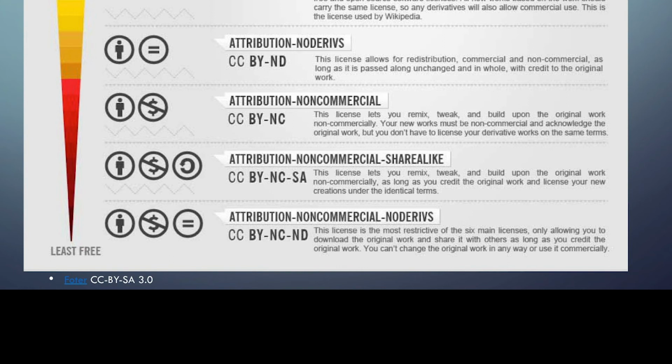Now, these last two licenses are the most restrictive licenses. The BYNC SA license lets you remix, modify, and build upon the original work, but you cannot distribute the work or the derivative you create in a commercial manner. In addition, the redistribution must be under identical terms as the original work used. The BYNC ND license only allows you to download the original work and share it with others as long as you credit the original work. You cannot change it in any way or use it commercially.